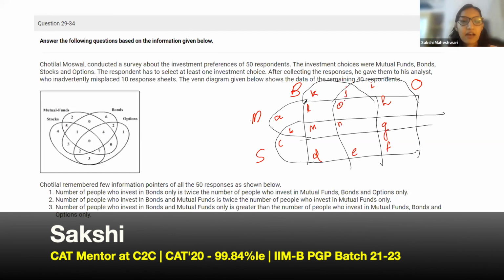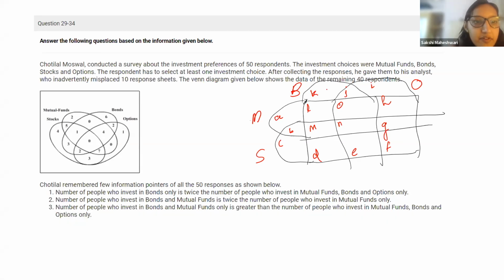Now, will you guys tell me the numbers for the 40 responses also? I'll write it in this box only. For example, for bonds alone, here it is 6, so I'll write 6 here. And for options, this is 1. So this way you can fill it in.